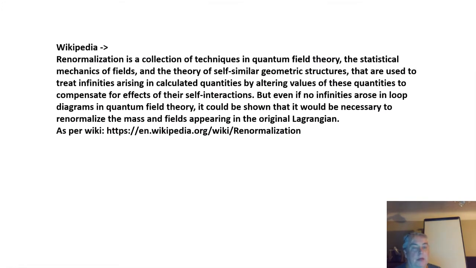Now, Wikipedia describes renormalization in this way. It says it's a collection of techniques in quantum field theory, the statistical mechanics of fields, and the theory of self-similar geometric structures that are used to treat infinities arising in calculated quantities by altering values of these quantities to compensate for the effects of their self-interactions. But even if no infinities arose in loop diagrams in quantum field theory, it could be shown that it would be necessary to renormalize the mass and fields appearing in the original Lagrangian.